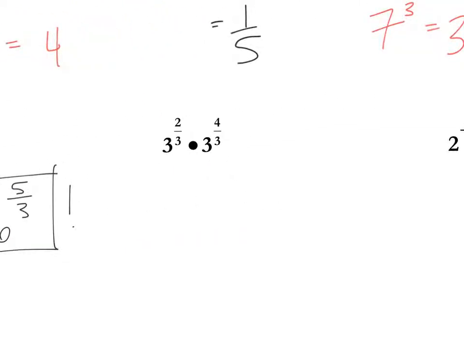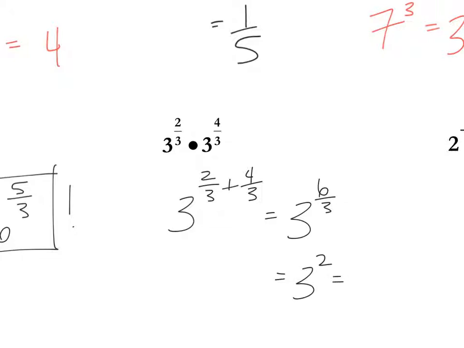Okay, same thing we're going to do here. Keep the 3 and add the exponents, 3/3 and 4/3. That gives me 3 to the 6/3. And yeah, 6/3 reduces, so 3 squared. And yeah, we know what 3 squared is, 9. Boom. Next question.